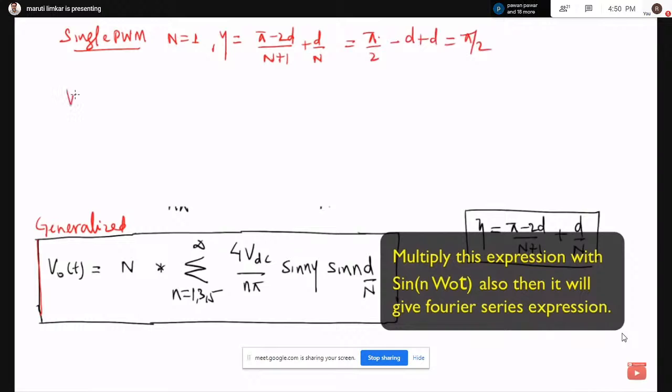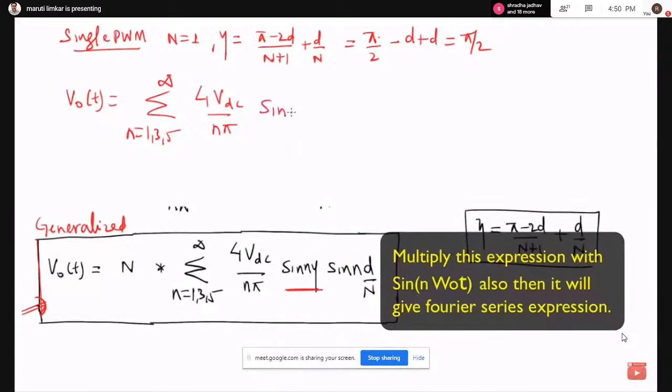So what is the Fourier series expression? v of t will be equal to, put capital N is equal to 1 in this expression. It will be equal to summation of n is equal to 1, 3, 5 up to infinite 4 VDC upon n pi sin n gamma. Here gamma is pi by 2. That means sin n pi by 2 we know that is equal to 1, and sin n d. So this will be equal to sin n d.